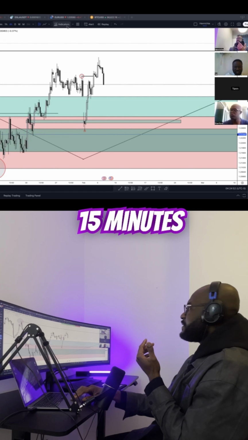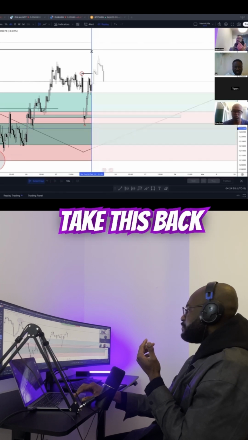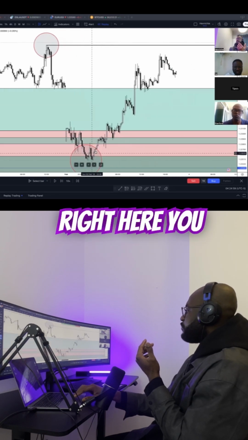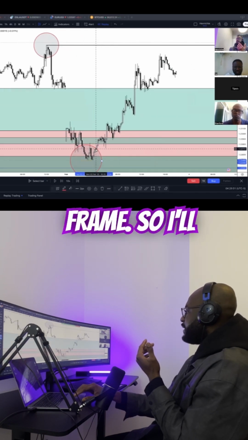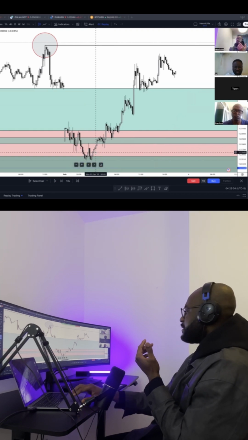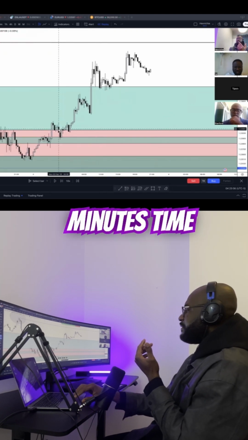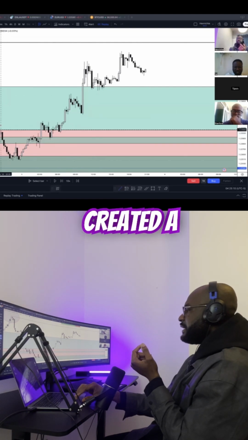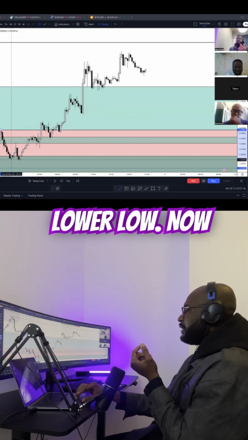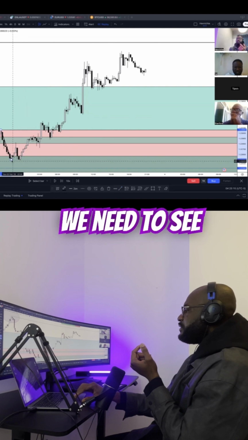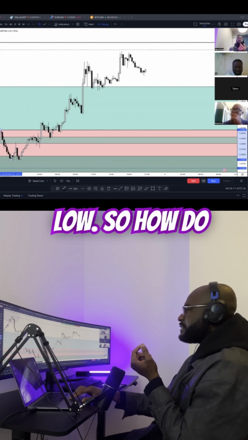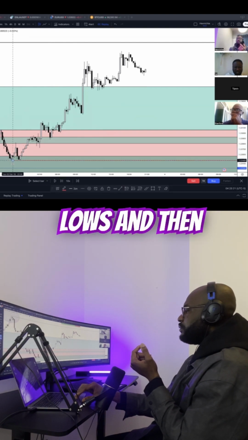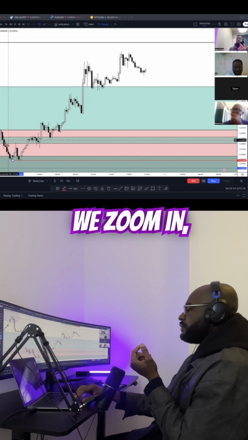And on the 15 minutes time frame, let me just take this back so it's much easier for us to see. And right here, you can see the 15 minutes time frame. So I'll remove this. Now you can see right here, price was trending to the downside, created a lower high, a lower low. Now we need to see whether this is the low or this is the low. So how do we see that? We just put a line across one of the lows and then we zoom in.